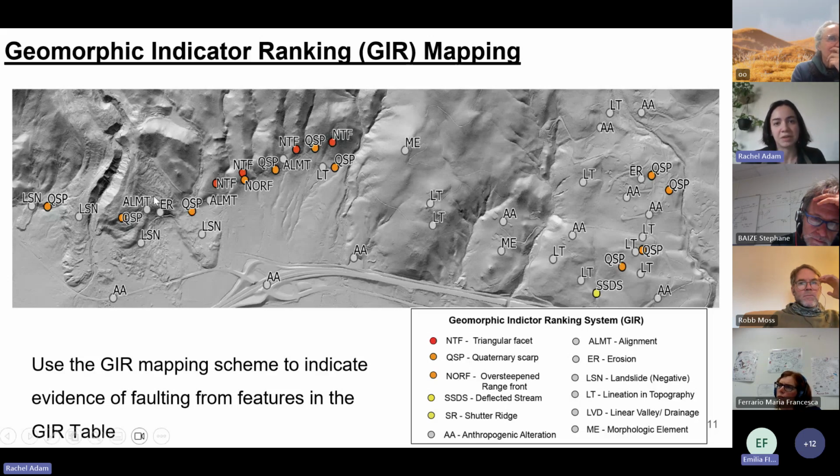And I'm going along and mapping every time I see certain features, but I also have things that are diminishing my confidence along this range front, like a landslide negative where it's obscuring the evidence of faulting, or the erosion right there where the quaternary scarps aren't as strong.